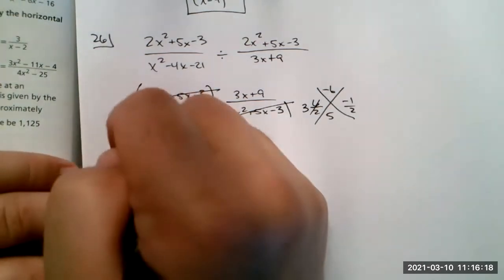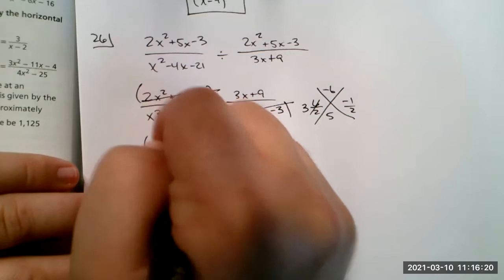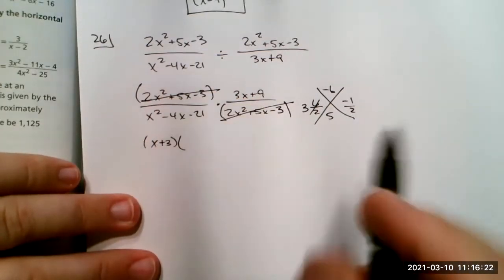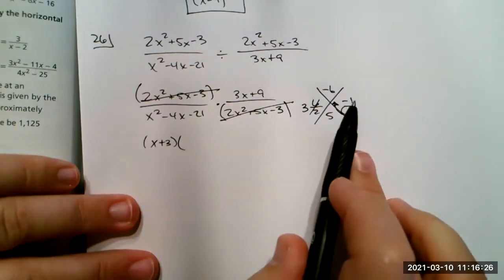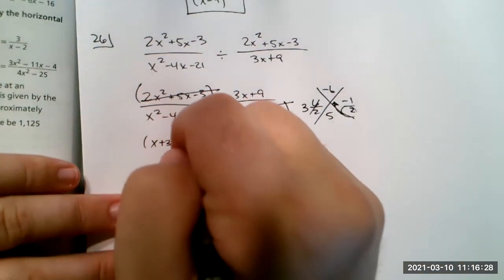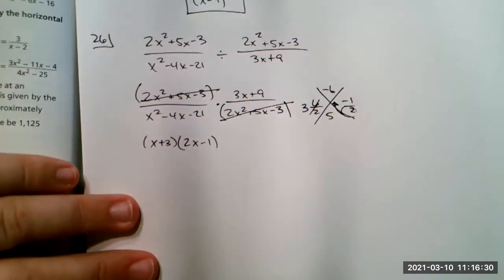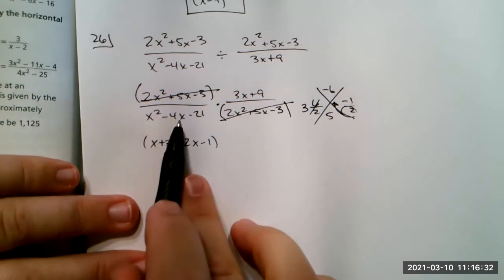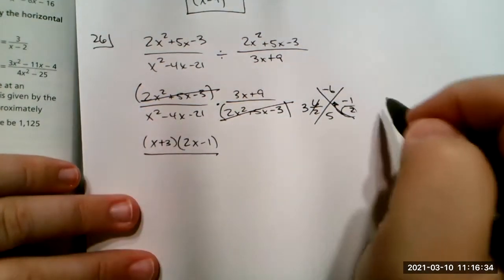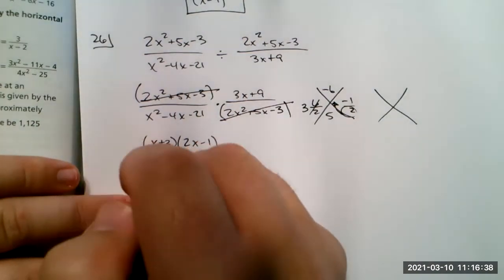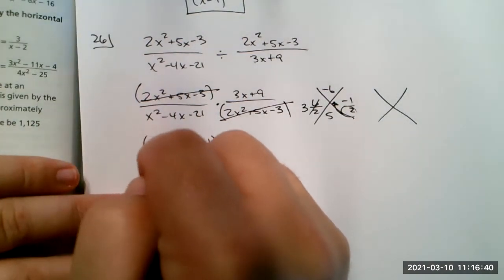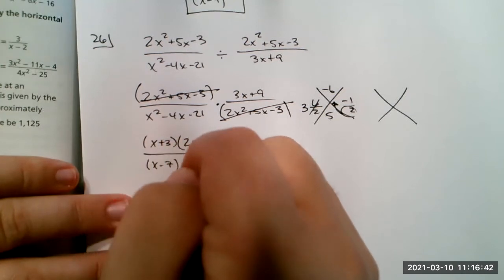So my numerator is going to be x plus 3. And here's my bottoms up part. This denominator is going to come up as my leading coefficient. So negative 1/2 becomes 2x minus 1. This denominator, if I set it up with my cross method and factored it, I would get negative 7 and 3.